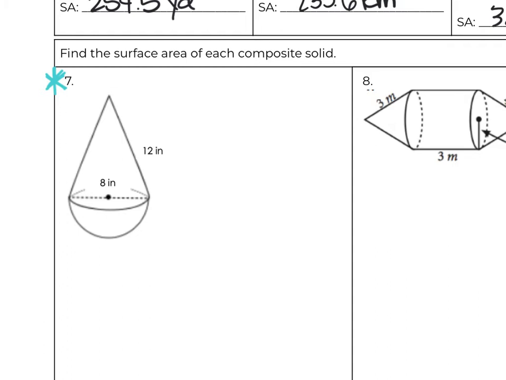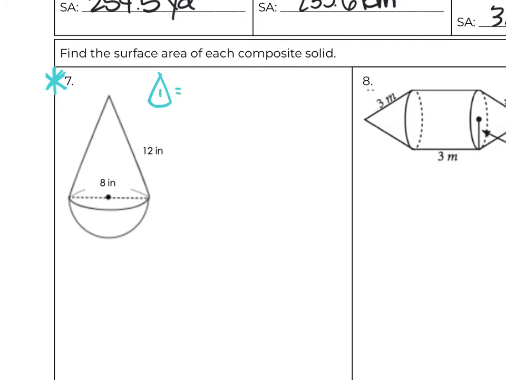So it's a what shape, first of all? What's the top one? We have 2, right, because it's a composite. What's on top? Cone. All right, let's start with that then. It's kind of hard to draw.